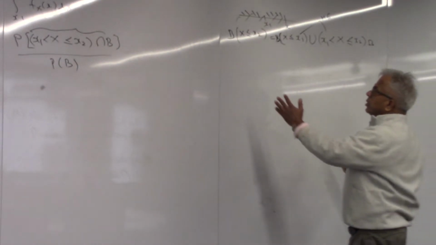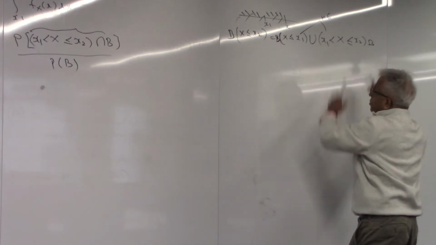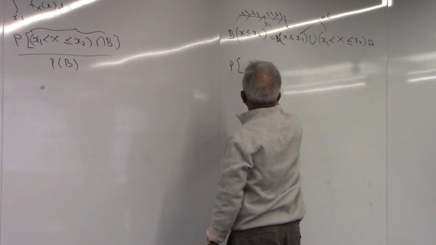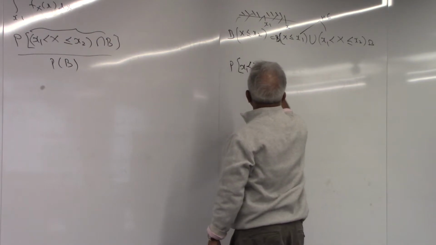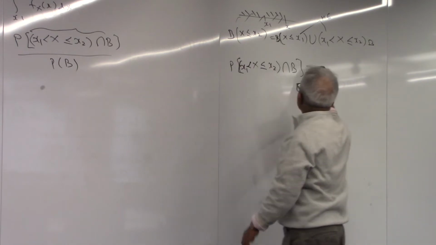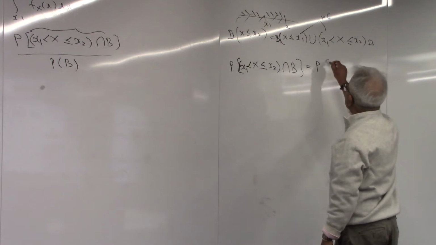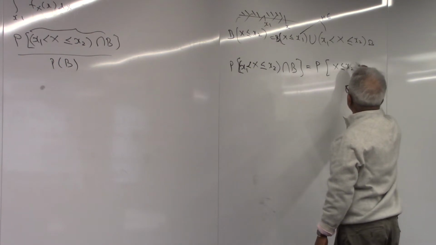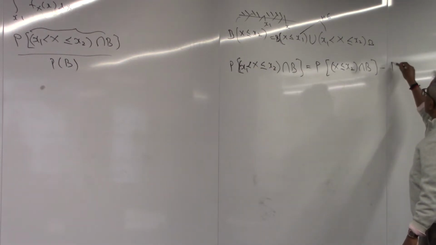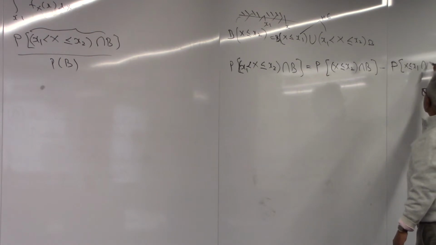So now if I take the probability of this side, it is the sum of the probabilities. So the probability of this piece intersection with the B is the probability of this minus the probability of this. So that's going to be the probability of X less than or equal to x2 intersection with the B, minus the probability of X less than or equal to x1 intersection with B.